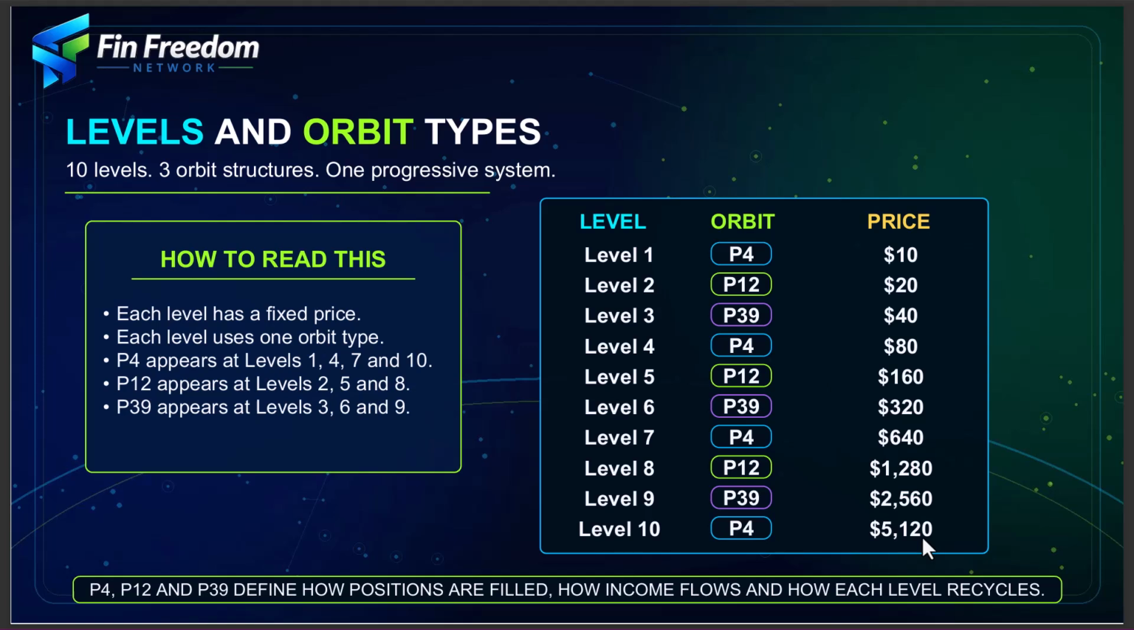All right? So the cost of levels is fixed and it's in USD for now. Much later, when we launch our FFN token, which is the Fin Freedom token, we would have this pricing changed to the FFN token. But for now, we are using USDT on Polygon for activation. Each level has a fixed price. Each level uses one orbit type. P4 appears at levels 1, 4, 7, 10. P12 appears at levels 2, 5, 8. P39 appears at levels 3, 6, and 9.